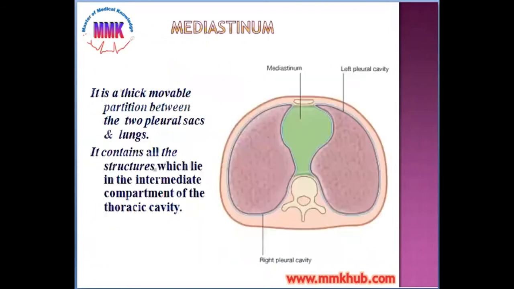So first of all, what is the mediastinum? The mediastinum is a thick, movable partition between the two pleural sacs and lungs. It contains all the structures which lie in the intermediate compartment of the thoracic cavity. So the mediastinum is basically a structure between the left hemithorax and right hemithorax, and it contains many important structures which we will discuss in the next few slides.